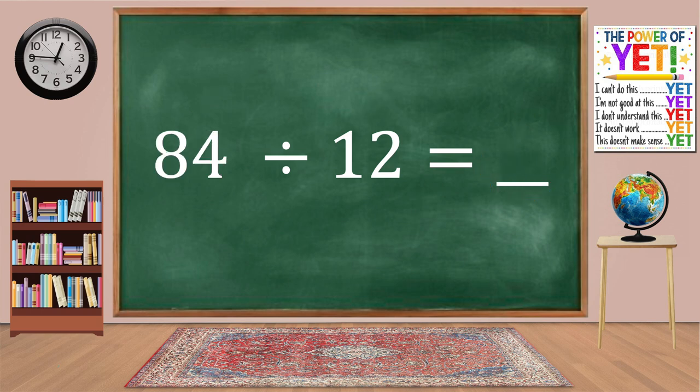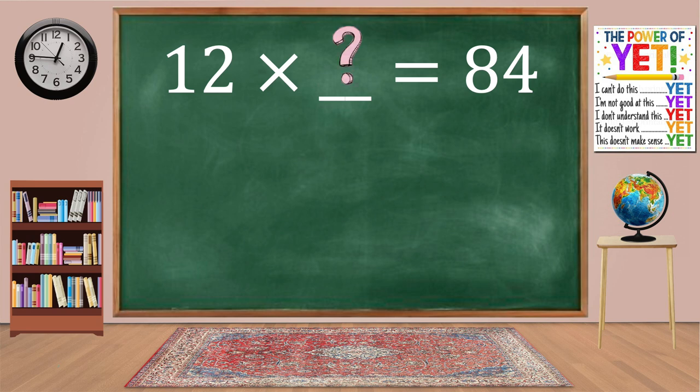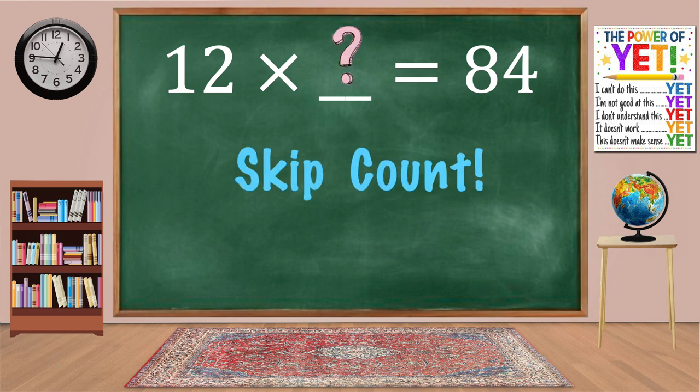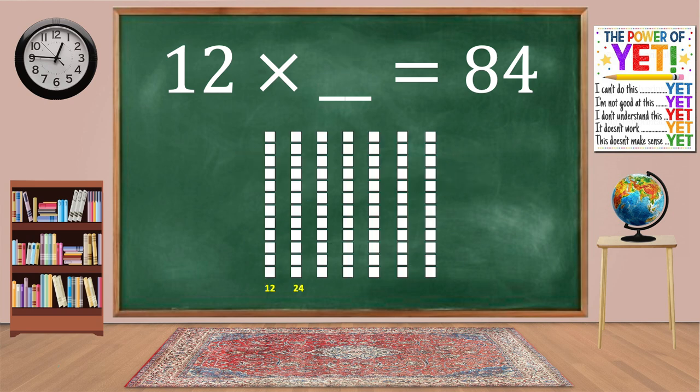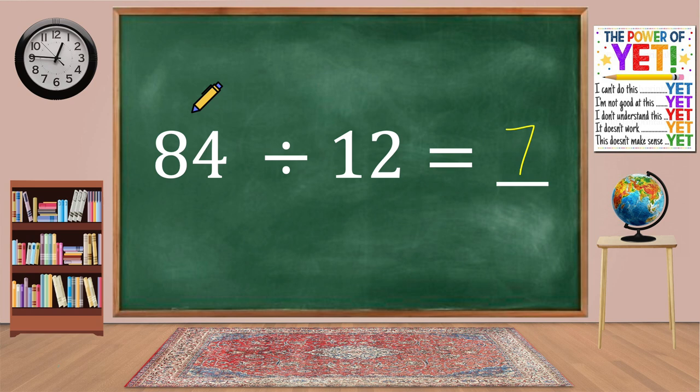84 divided by 12 equals blank. Our related fact is 12 times what equals 84? Skip count. 12, 24, 36, 48, 60, 72, 84. We have seven columns. 12 times 7 equals 84. 84 divided by 12 equals 7.